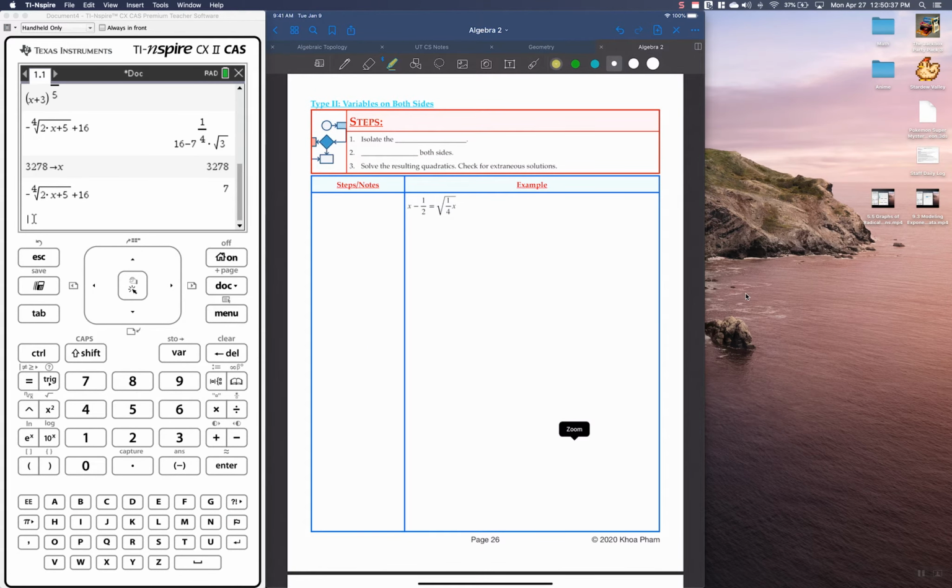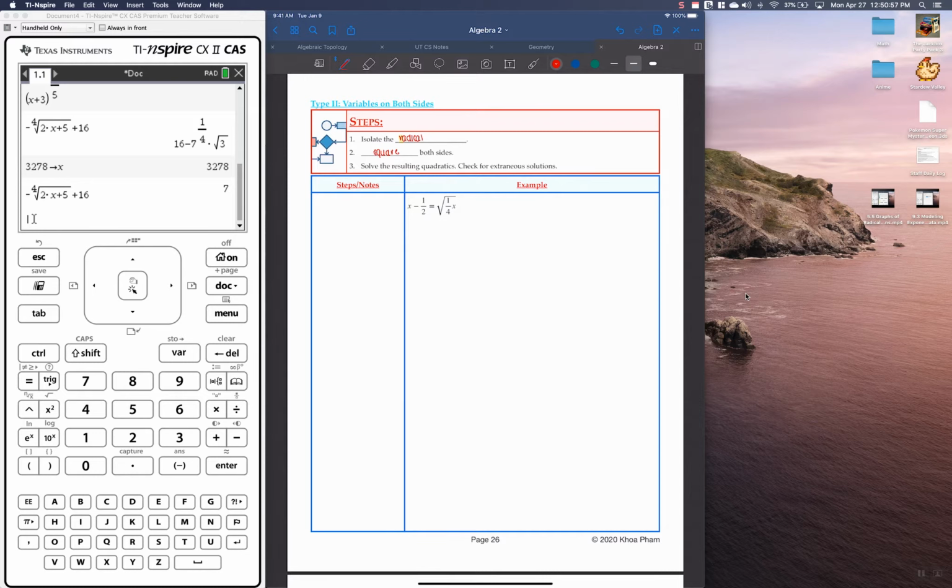So type 2 here requires that you isolate the radical. You square both sides. And you solve the remaining quadratics. You check for extraneous solutions.